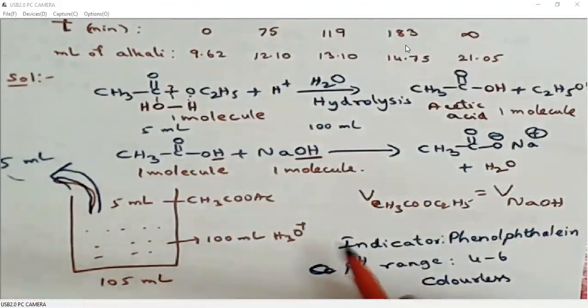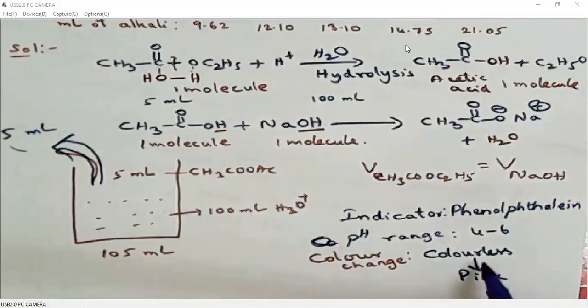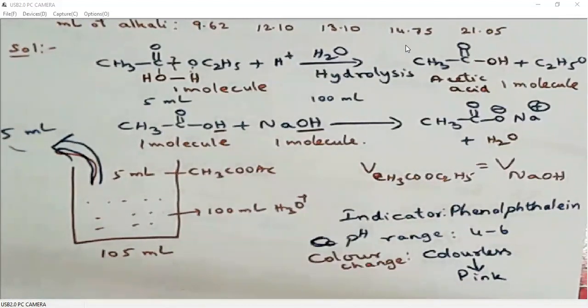So what is the color change? When we add phenolphthalein indicator, it is a colorless solution, and when we do the reaction, at the end point it becomes pink in color. So we can easily visualize these color changes so that we can stop the titration process at the end point and measure the volume of NaOH. So this is the background for this ester hydrolysis.